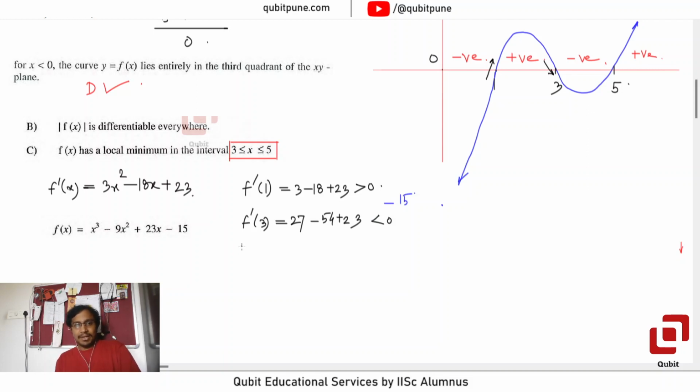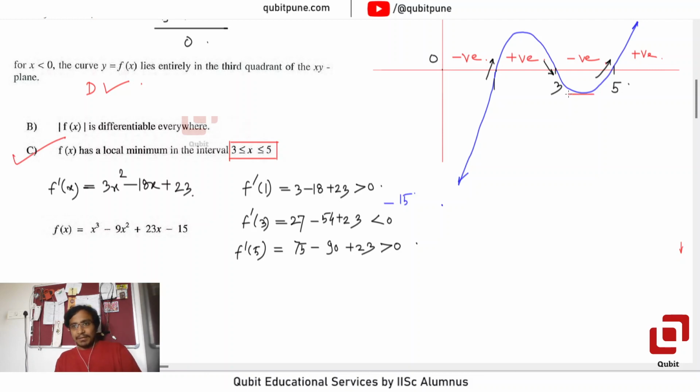And what is happening at 5? It would be 3 into 20, so that is 75 minus 90 plus 23. 75 plus 23 is more than 90, so this will definitely be positive, which means the function's graph is again increasing there. Which now confirms that between 3 and 5 it has a local minimum, so C is right.